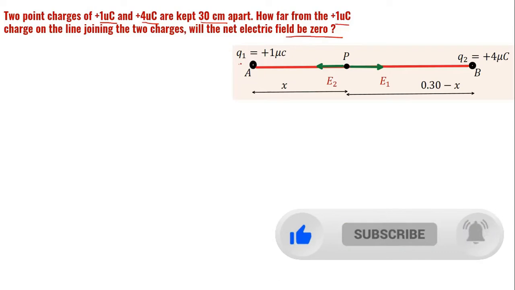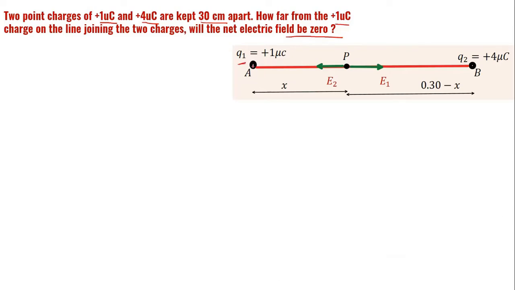Let's see, we have placed one charge Q1, which is +1 microcoulomb, at point A, and the other charge Q2 at point B. A and B are separated by a distance of 30 centimeters. Now let us suppose P is the point where the net electric field is 0. At point P, we want to determine the directions of electric fields E1 and E2, which are due to Q1 and Q2 respectively.